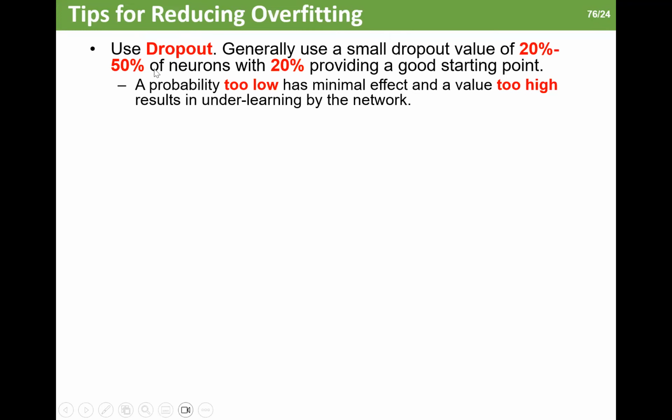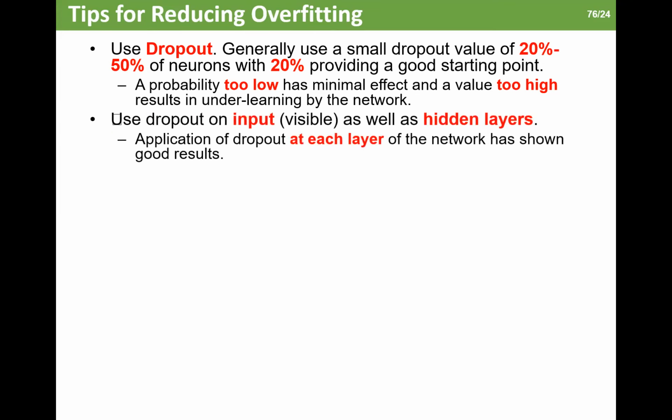Usually between 20 and 50%. If you do it too high, then you'll get what's called underlearning, which means the accuracy will not go up. It'll just stay flat. So you don't want to overdo it. But dropout is a very easy, simple way to reduce overfitting. And you can use it on the hidden layers. The first layer is the input layer, and on the hidden layers, you can use dropout on both layers.